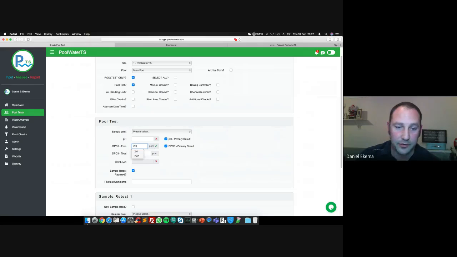So for example, if the chlorine is at 2, then it's fine. I've got it set so that the minimum is 1.5. So if they're at 1.5, it will show it's low at that point. If they go to 1.49, it will then go straight to close, and they should close the pool. If they submit the form, a notification comes up.